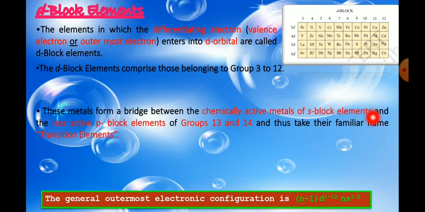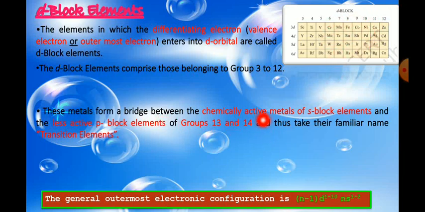And these D block elements are metallic in nature. These are metals and they form a bridge between what? Chemically active metals. I said, these are placed between S block elements and P block elements. S block elements are more reactive. These are placed between chemically active metals of S block and less active P block elements of group 13 and 14. In P block, 13 and 14 are less reactive, whereas 15, 16 onwards they are more reactive.